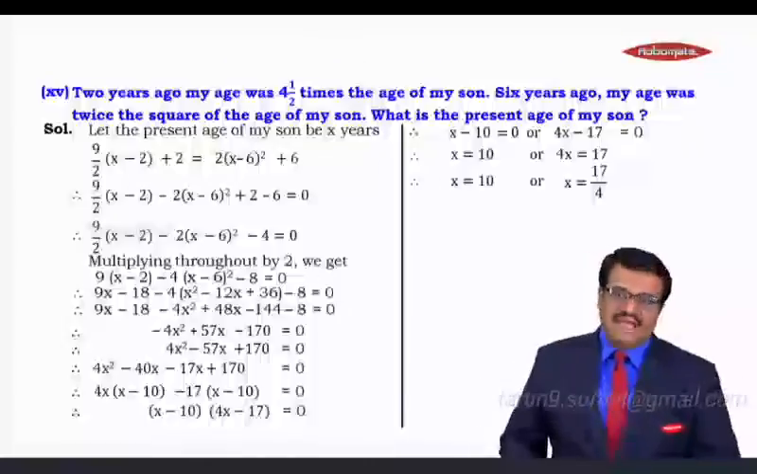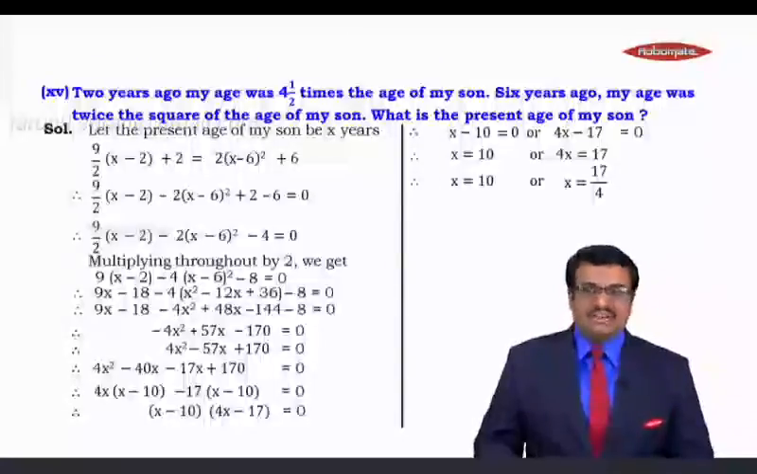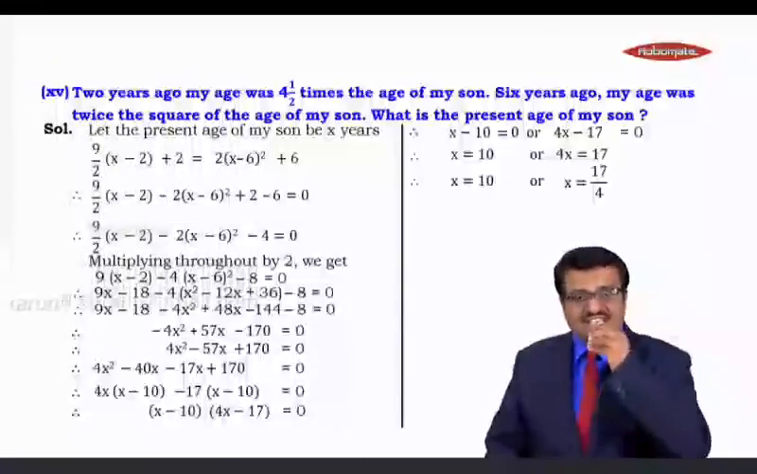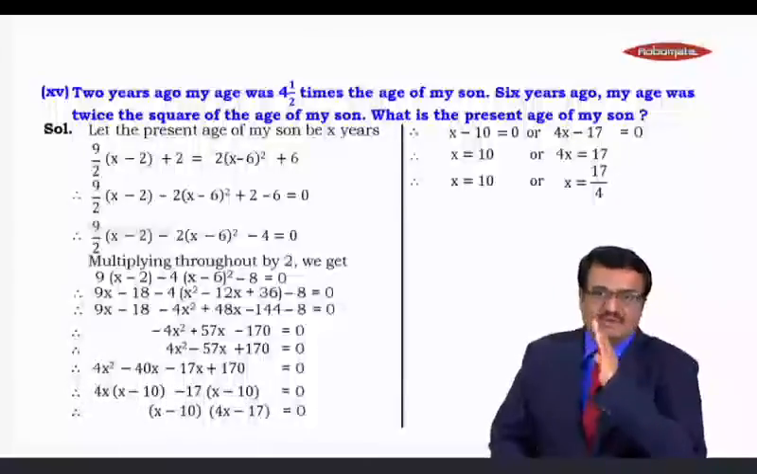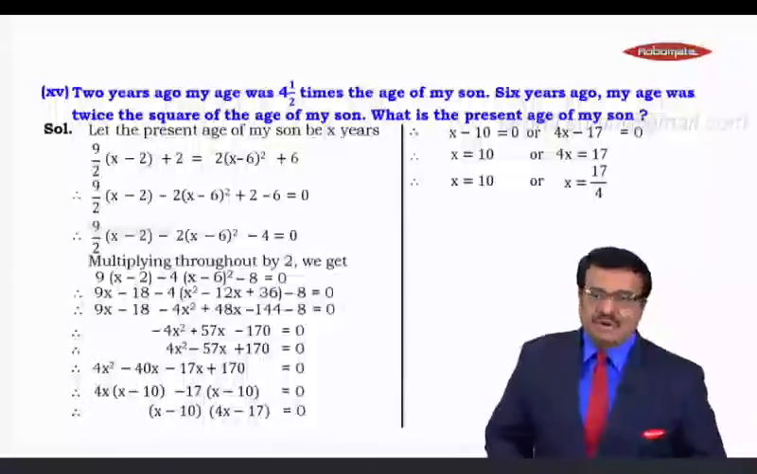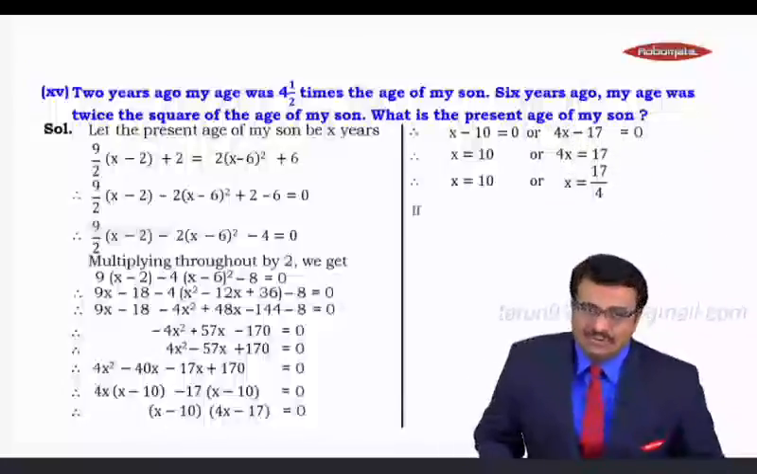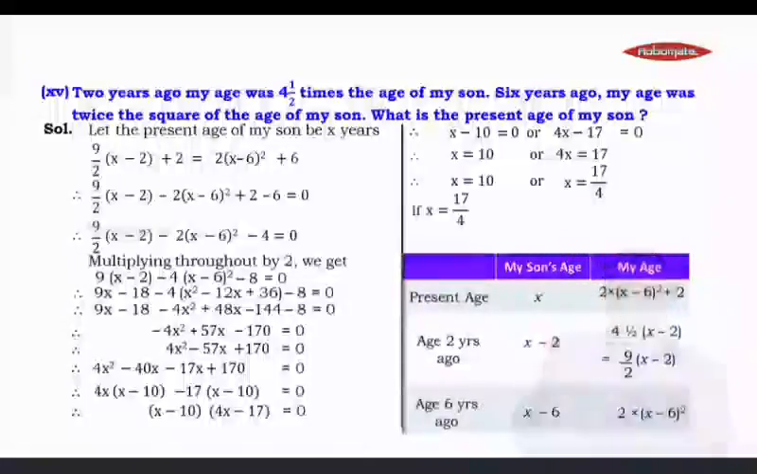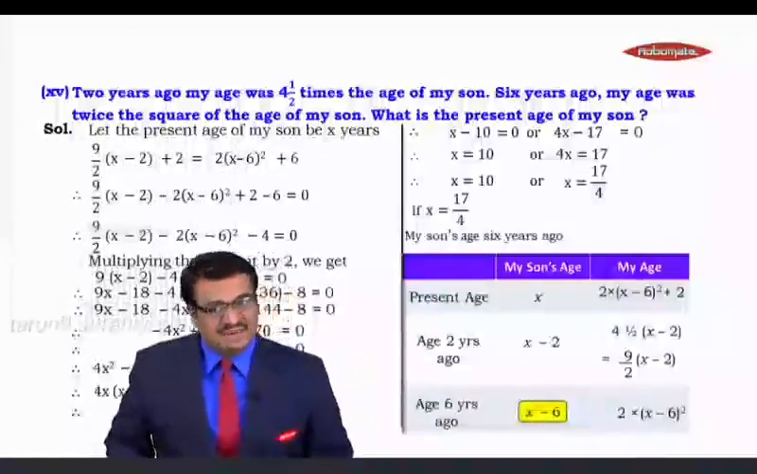Now two values of x we got and both are my son's present age. Both of them are positive, so both of them appear to be acceptable. Now let us see as per the conditions of our problem if both of them are acceptable. Now this 10 seems to be acceptable, but this 17 upon 4, let us see whether it is really acceptable. Let us take this 17 upon 4. If x is equal to 17 upon 4, my son's age 6 years ago, how much is that? X minus 6. Can you see that? My son's age 6 years ago is x minus 6.